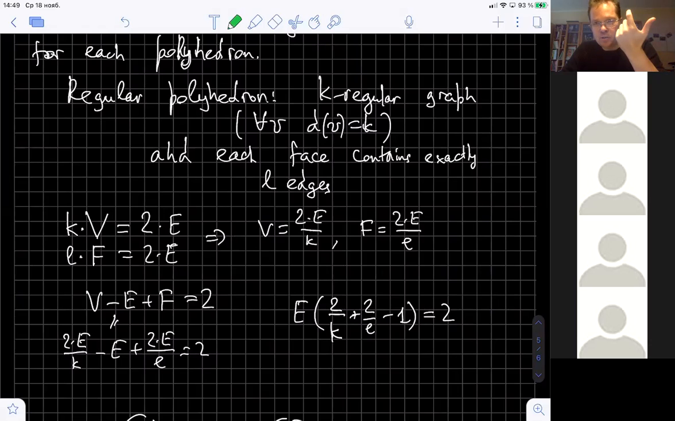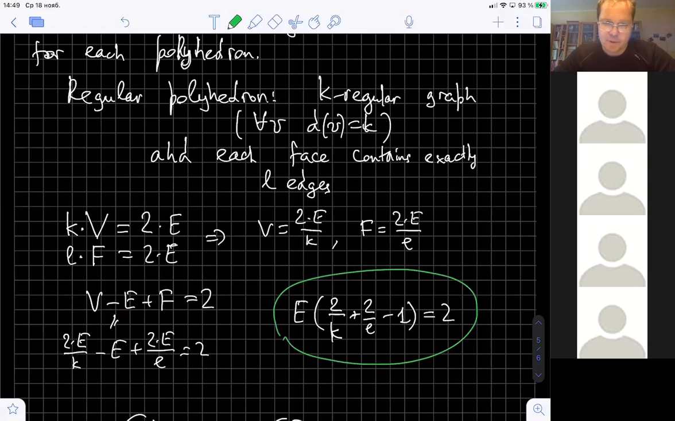So we just take Euler's formula, and using these identities, we now have this equation: E times (2/k + 2/l - 1) is equal to 2. Any regular polyhedron can be taken as a planar graph. If we have a regular polyhedron, then k, l, and E must satisfy this equation.